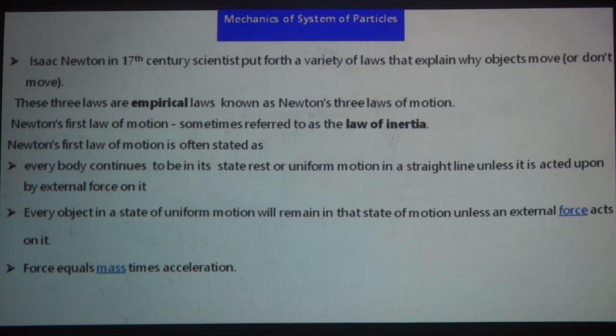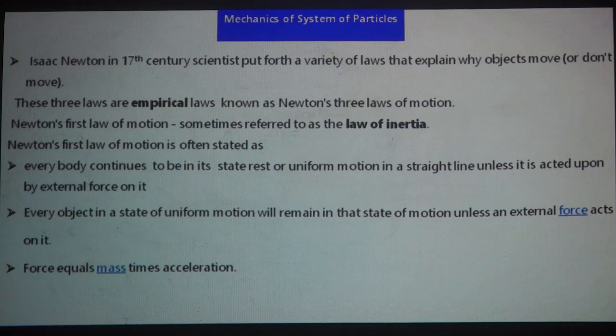Newton's first law of motion is sometimes referred to as the law of inertia, for it gives the concept of inertia. The first law of motion can be stated in a simple form: every body continues to be in its state of rest or uniform motion in a straight line unless it is acted upon by some external force. Or in another way, every object in a state of uniform motion will remain in that state unless some external force acts on it.